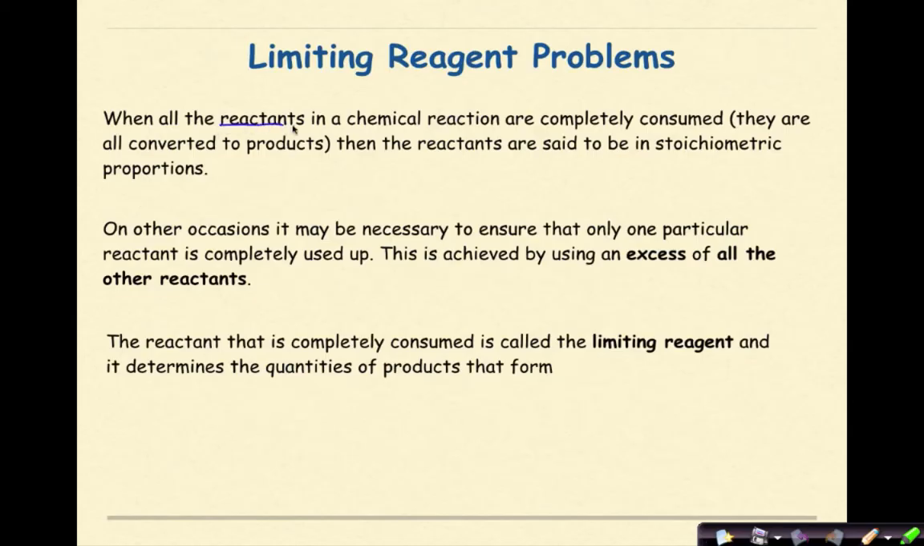When all the reactants in a chemical reaction are completely consumed, in other words, they're all converted into products, then the reactants are said to be in stoichiometric proportions. On other occasions, it may be necessary to ensure that only one particular reactant is completely used up. This is achieved by using an excess of all the other reactants. The reactant that is completely consumed is called the limiting reagent, and it determines the quantities of products that form.